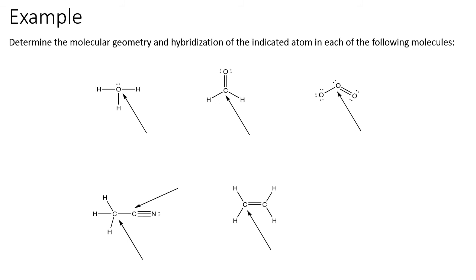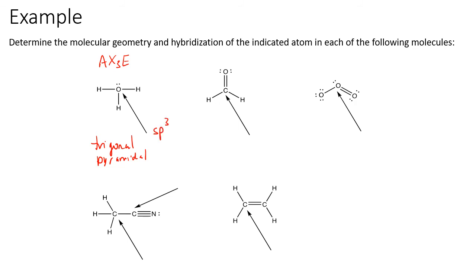So in our first one, we have AX3E. So AX3E, that's going to be derived from the tetrahedral family, and we said that that was called trigonal pyramidal. And since it's from the tetrahedral family, the hybridization on that central atom is going to be sp3.